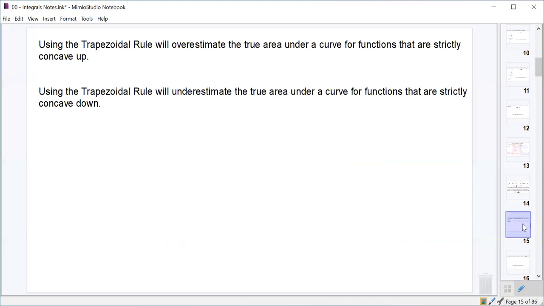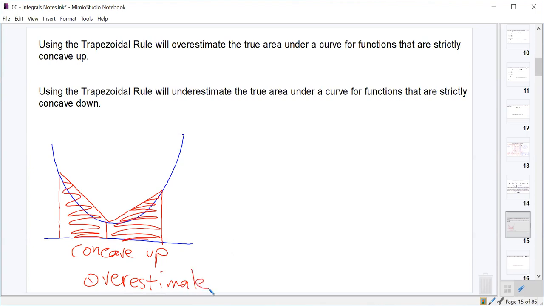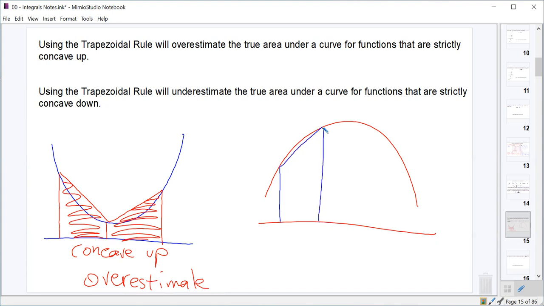And the last thing before we do a problem here is what we talked about with concavity. The function is strictly concave up, and we're trying to use trapezoids to estimate this area. I'll just draw a couple of them in here. We would note that on a place where it's concave up, we are clearly going over, and this is an overestimate. Concave up is an overestimate. And if we flip that around and have a function that is concave down, and I'm trying to approximate this area here using trapezoids, we're going to be underneath that curve. Concave down is going to give us an underestimate. So that's about all there is to it.